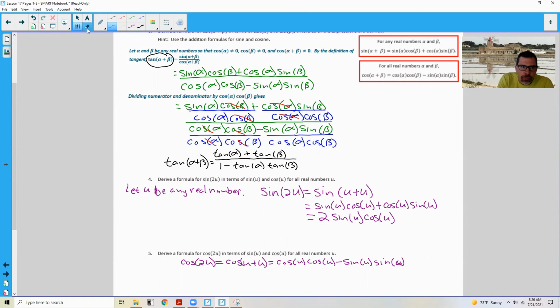So let me fix that. So cosine of 2u equals the cosine of u plus u. So we're using the sum of cosines rule, which says cosine of alpha plus beta. Well, alpha and beta are both u. So cosine u cosine u minus sine u sine u. And that's going to simplify to 2 cos u minus 2 sine u. Oops, I'm sorry, that's not right. Cos times cos is not 2 cos. Ay caramba. It is cos squared u minus sine squared u.